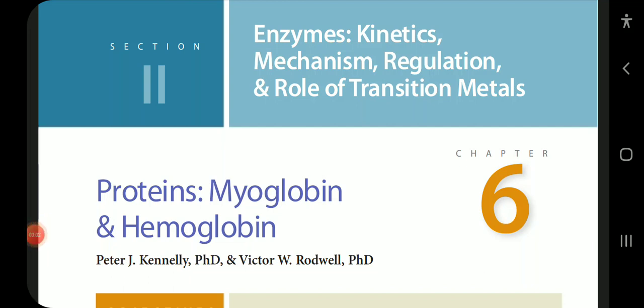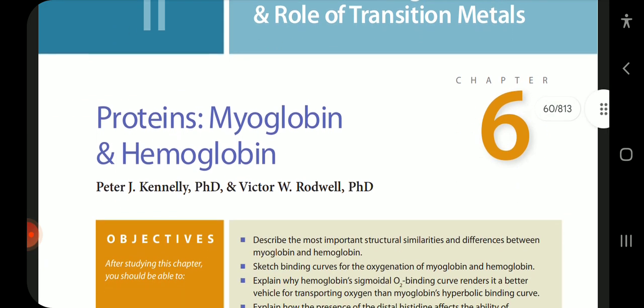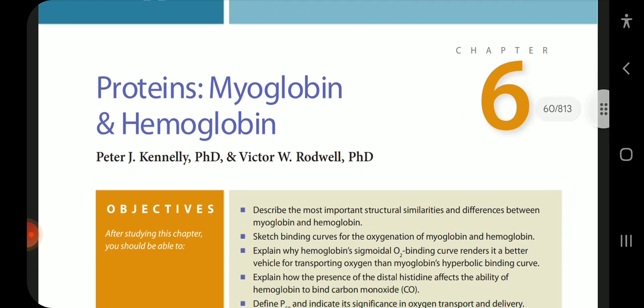Students, let's get started with Section 2 of Harper's Illustrated Biochemistry, which is enzymes: kinetics, mechanism, regulation, and role of transition metals. It covers Chapters 6 to 10 of your textbook. So, starting off with Chapter 6, proteins: myoglobin and hemoglobin.